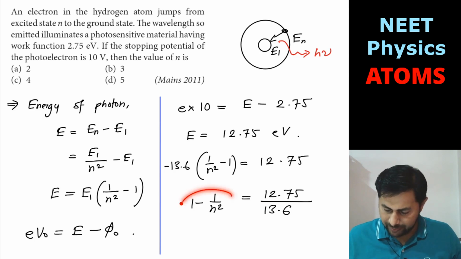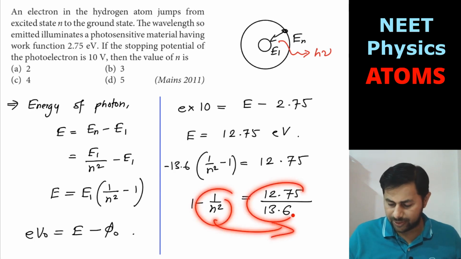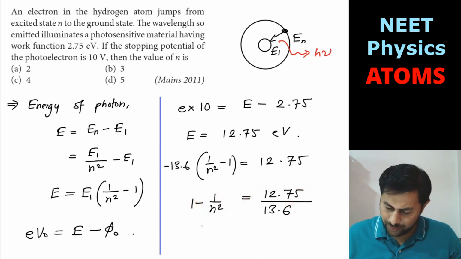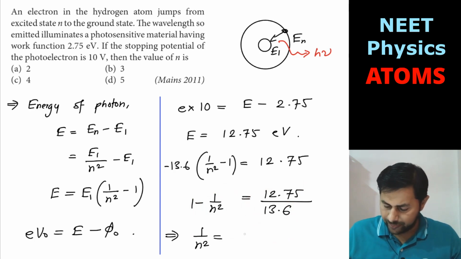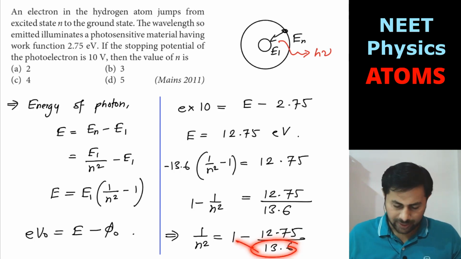So 1 minus 1 by n square is equal to this one. Okay, so what we can do is move this minus 1 by n square on that side, and this thing on this side. All right. So we have therefore 1 by n square is equal to 1 minus 12.75 divided by 13.6, right? And then let's multiply and divide.